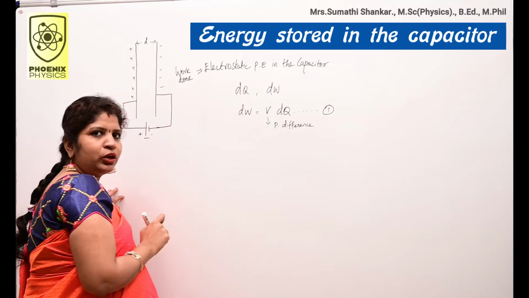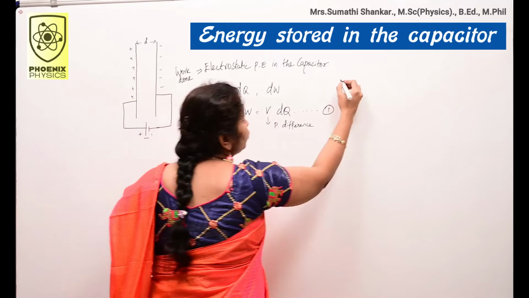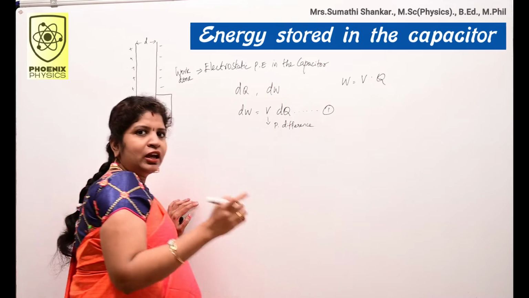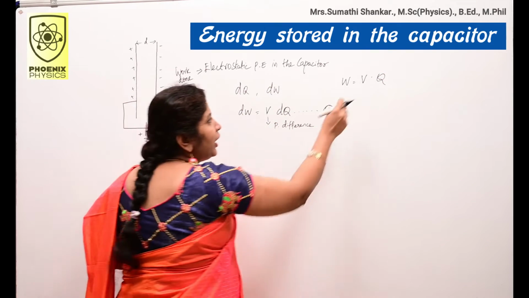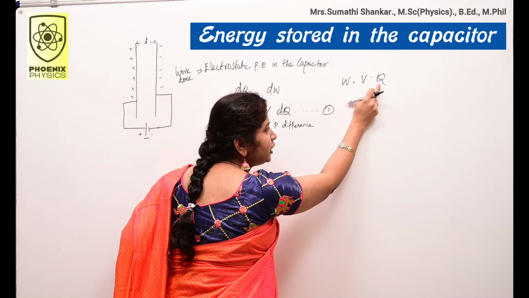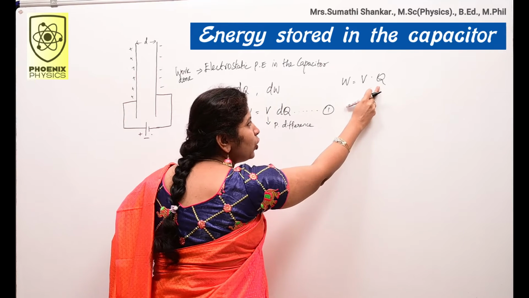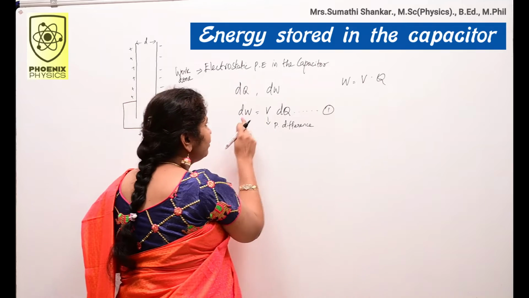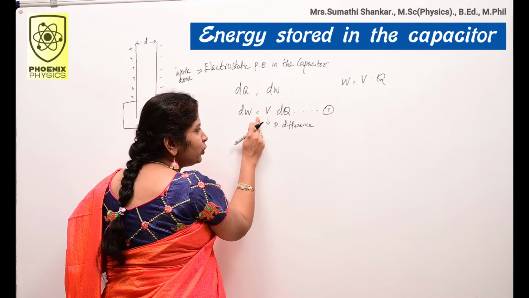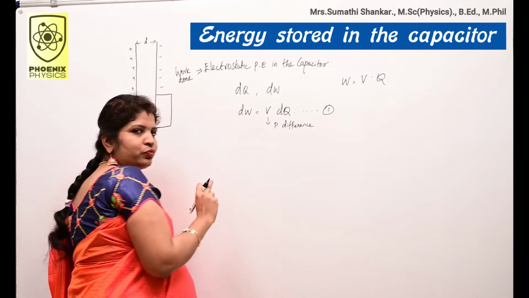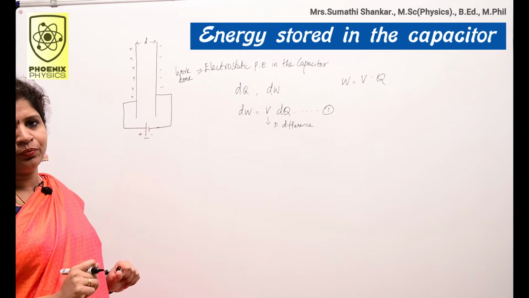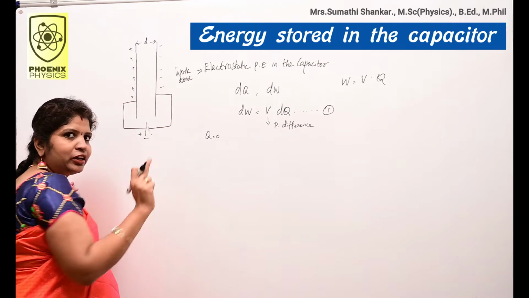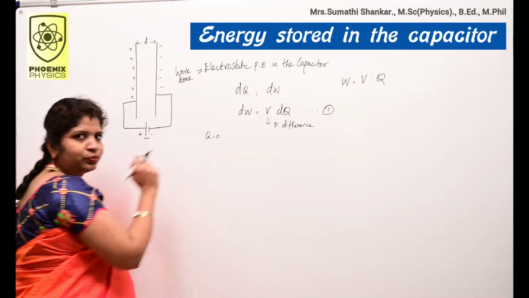How did I write this equation? We have already learned work done is equal to V into Q. Here I transferred an infinitesimal charge dq, so the work done on the charge is dw. That is why I have written dw is equal to V dq. This is equation 1. Initially the charge on the capacitor plate is Q is equal to 0.